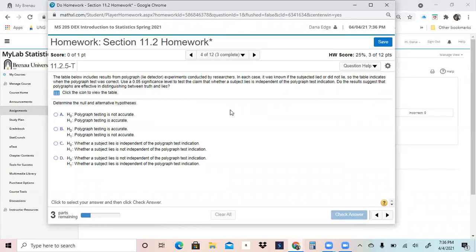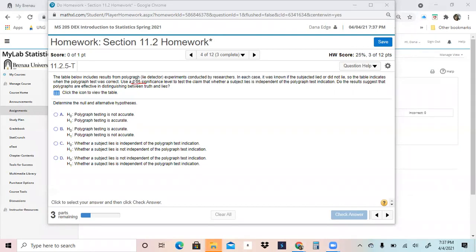In contingency tables, we're always going to have at least 2 rows and at least 2 columns. There are at least 2 characteristics that we're going to compare and see if one has any effect on the other. In this case, the table below results from a polygraph experiment in which it was known whether the subject was lying or not. The table indicates when the polygraph test was correct.